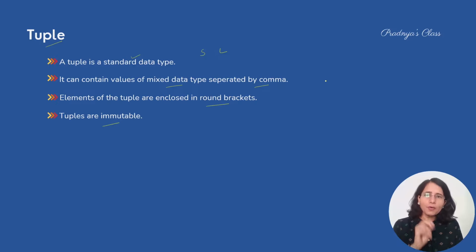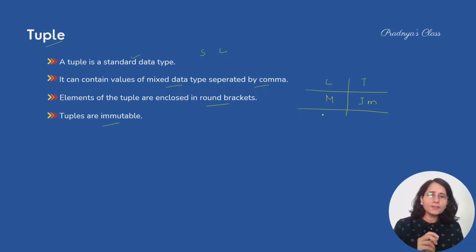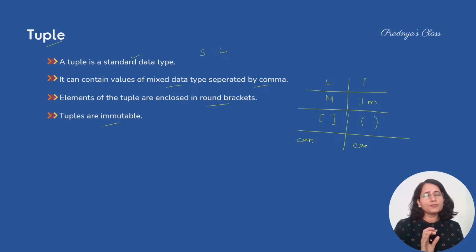Let's look at some of the differences between list and tuple. List is a mutable item. We can change the content of the list, but tuple is immutable. We enclose the elements of the list in square brackets, but we enclose the elements of the tuple in round brackets. And we can remove elements of the list, but we cannot remove the elements of the tuple.